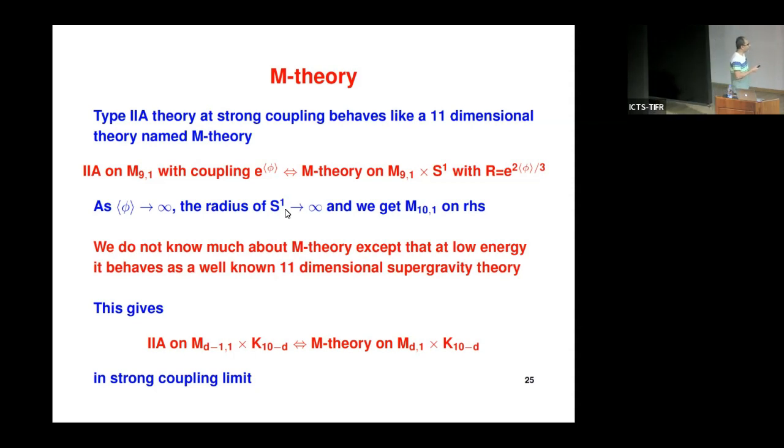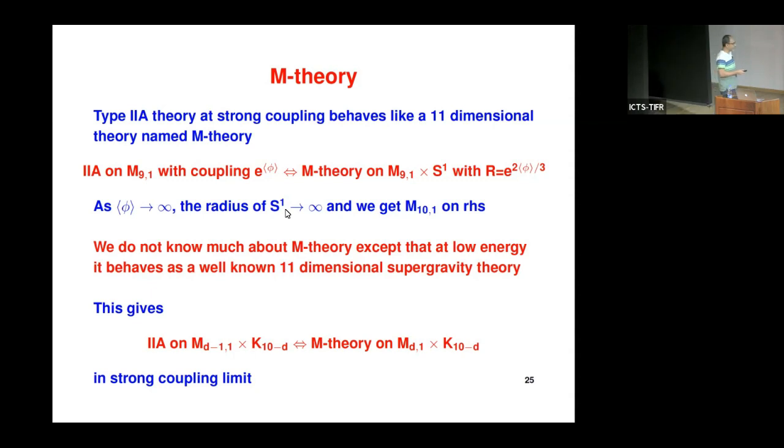If you take type 2A on, say, 9 plus 1 dimensional Minkowski spacetime with coupling given by the vacuum expectation value of phi, as I have already said, then this turns out to be equivalent to, they describe the same physical theory as, M theory on 9 plus 1 dimensional Minkowski space times a circle, and the radius of the circle is given by e^(2phi/3). This you can show. And now we see that as phi goes to infinity, on the type 2A side, the theory becomes strongly coupled. But on the M theory side, you actually get a 10 plus 1 dimensional Minkowski spacetime because the circle radius goes to infinity, so it becomes non-compact space.